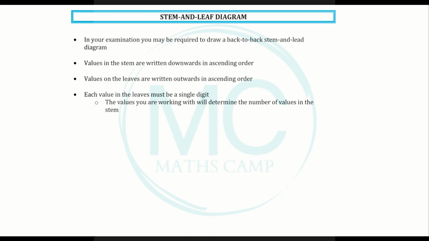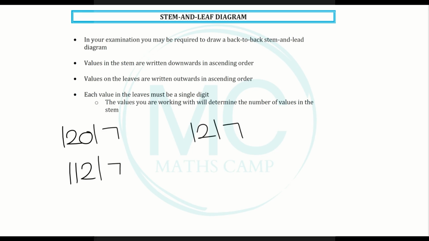The values you are working with will determine the number of values in the stem. So as an example, if you're working with 20s, you can put 20 in your stem and 7 in your leaf for 27. Or you can put a 2 in your stem and 7 in your leaf. But if you have something like 127, you have to put 12 in your stem because you can only have a single digit of 7 in your leaf.